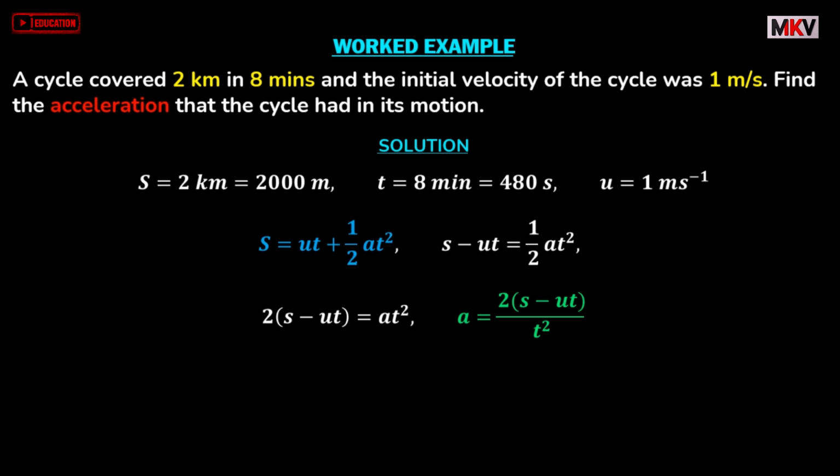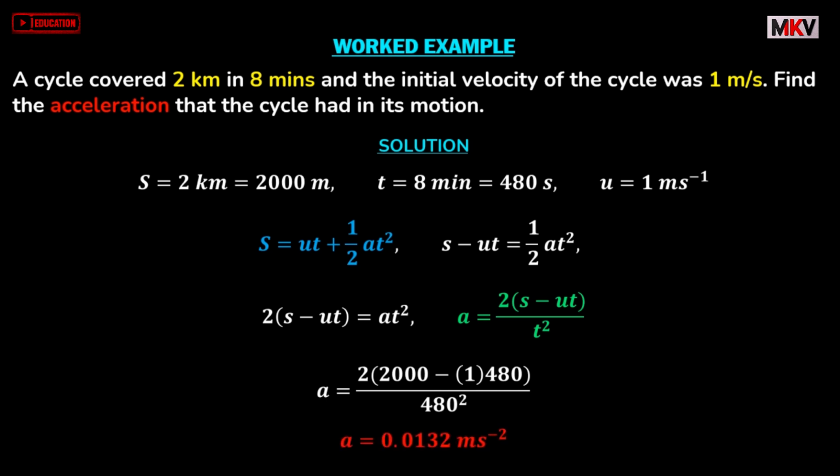After changing the subject, we do our substitutions since we have all our parameters from the question. Our distance s is 2,000 meters, our initial velocity is 1, our time is 480 seconds. So we do all the necessary substitutions. After that, we compute, leaving our solution to be 0.0132 meter per second squared. So the acceleration of the cycle in its motion is 0.0132 meter per second squared.